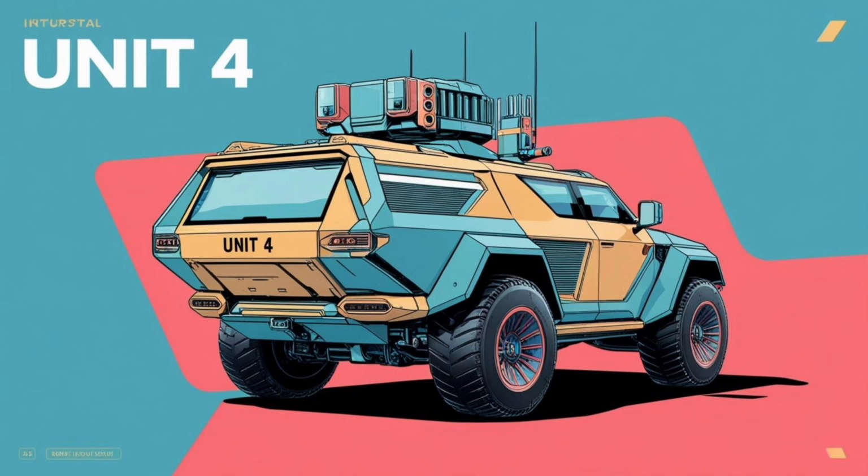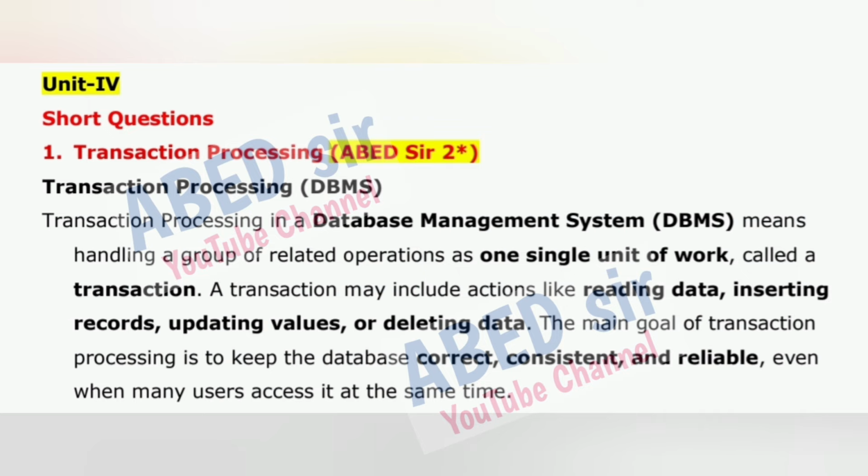Unit 4 first important short question is Transaction Processing DBMS. Transaction Processing in a Database Management System (DBMS) means handling a group of related operations as one single unit of work called a transaction. A transaction may include actions like reading data, inserting records, updating values, or deleting data. The main goal of transaction processing is to keep the database correct, consistent, and reliable, even when many users access it at the same time.